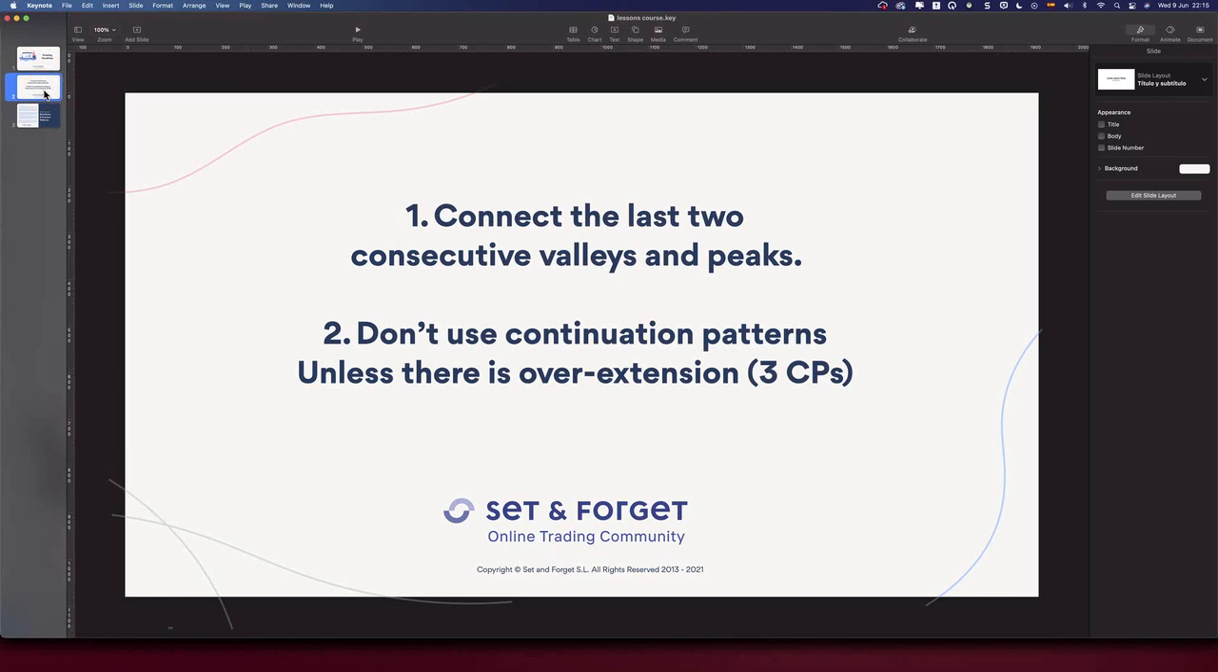connect always the latest two consecutive valleys or peaks, always the latest two, never the latest 3 or 4, always the latest 2. And we should never use continuation patterns unless there is overextension or 3 consecutive continuation patterns. So let's take a look at the charts and do some trend lines.